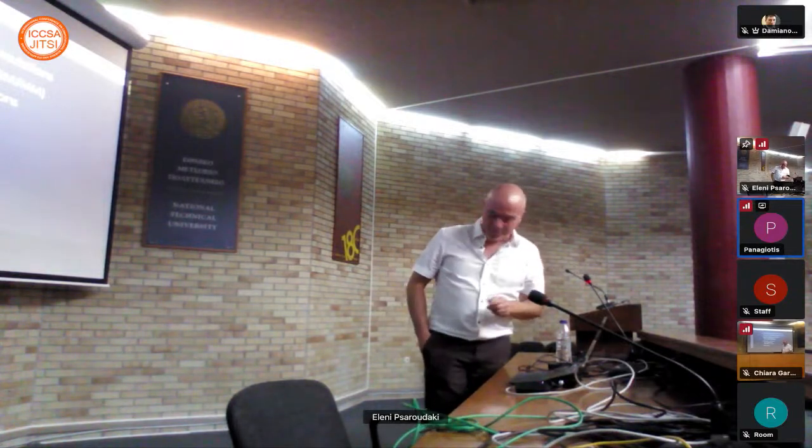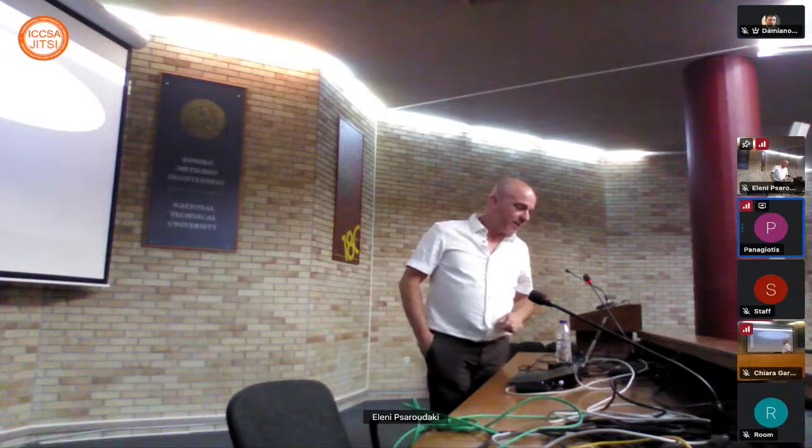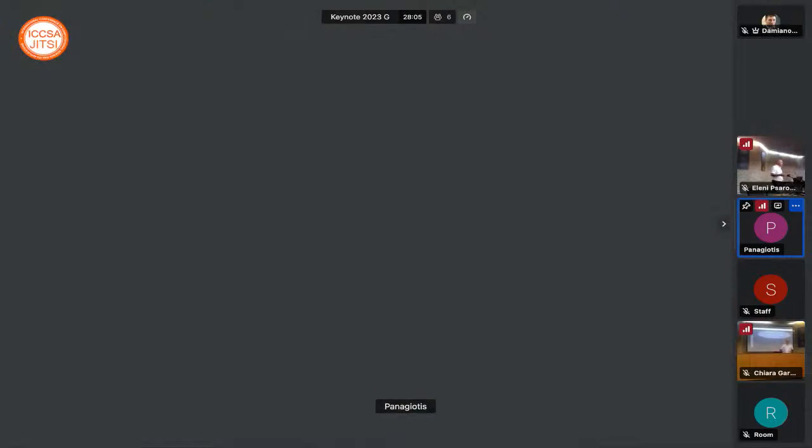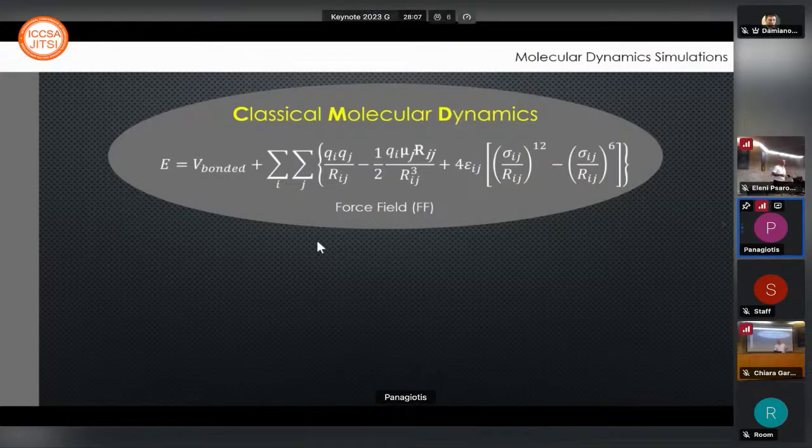Okay, so let's start then with the classical molecular dynamics. In classical molecular dynamics, the nuclei move under the action of different forces, which are represented with different terms in what we know as the force field. Here we are just interested in these last three terms, because they account for the non-covalent interactions.